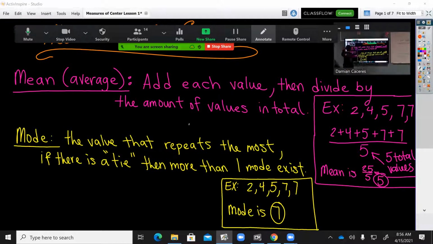The first one you should all know for sure is mean. Mean is the same as saying average. So here I explain how you're going to calculate the average or the mean of something. You add each value up and divide by the amount of values you have in total. So here's an example in pink. These are the numbers. You add each one and divide by how many total values you have. Since we have 5 values, you're dividing the total by 5. That gives us a mean of 5 because 25 divided by 5 equals 5.